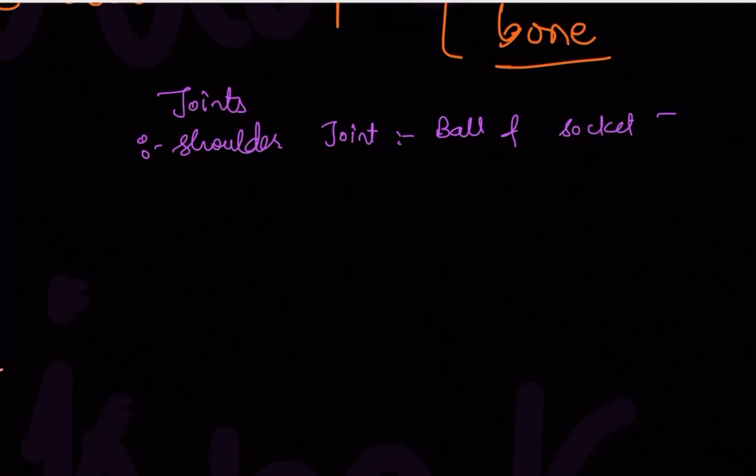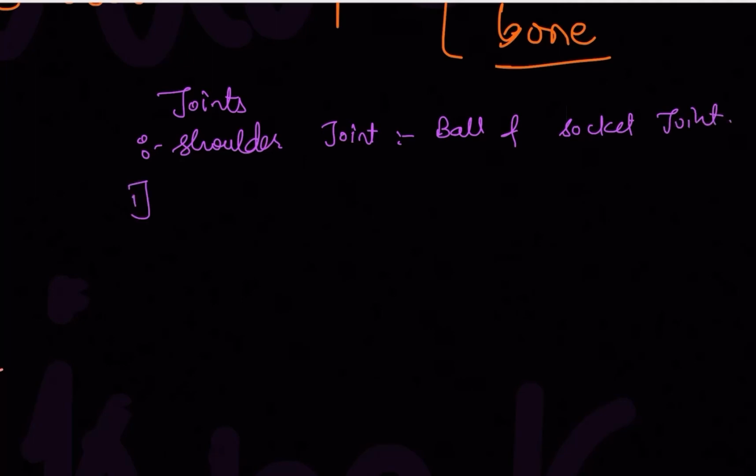So now let's look at the joints of our hand. When we were doing the humerus, I forgot to tell you that the humerus will join with your glenoid cavity, right? The glenoid fossa of the scapula. So that joint, the shoulder joint, was a ball and socket joint.